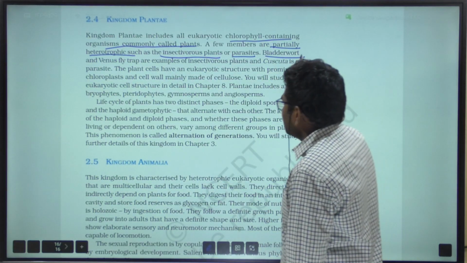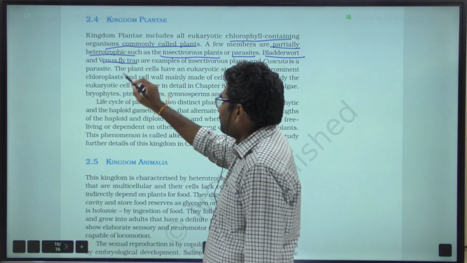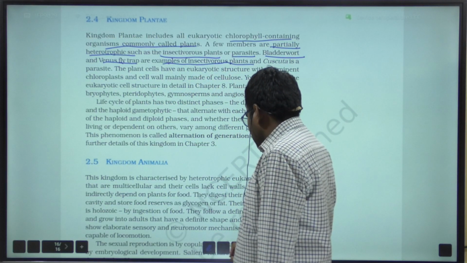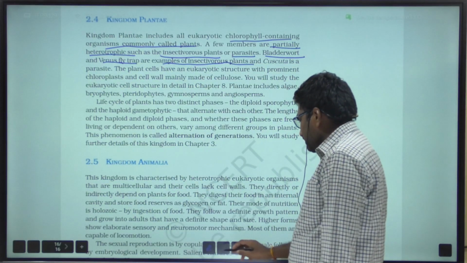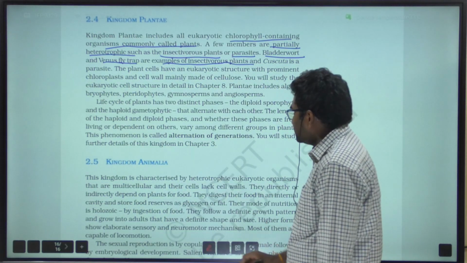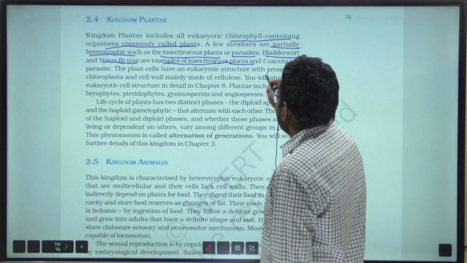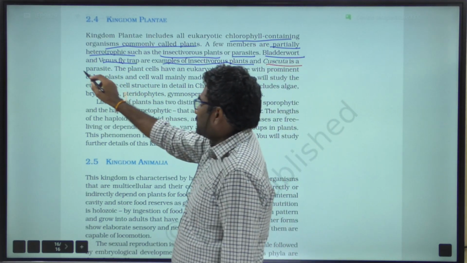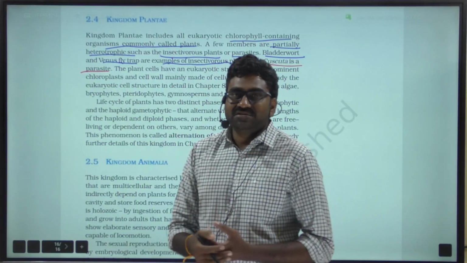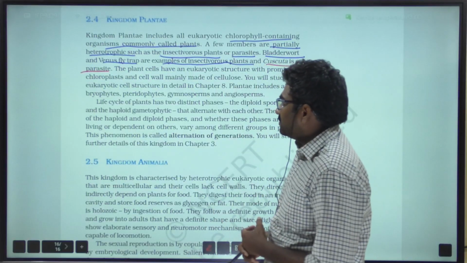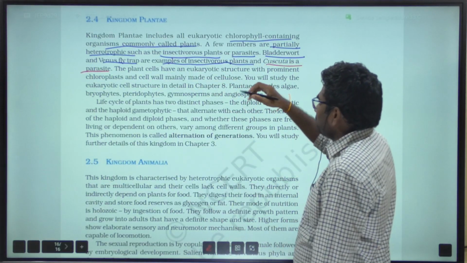So bladderwort and Venus flytrap are examples of insectivorous plants. And Cuscuta is a parasite. So Cuscuta, Rafflesia, Viscum, Striga are the examples of these parasitic plants.